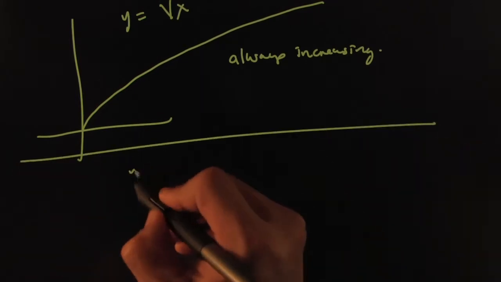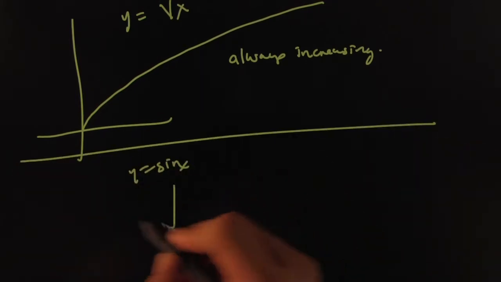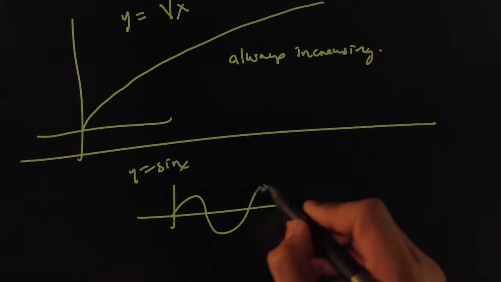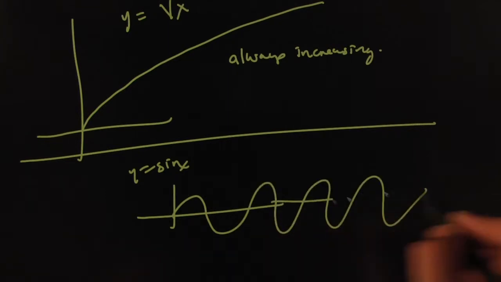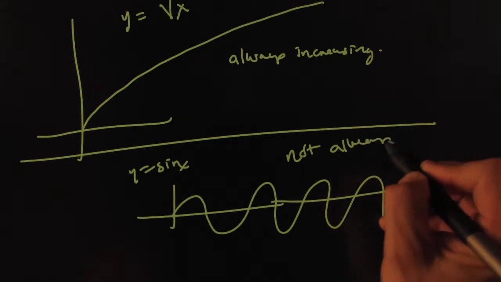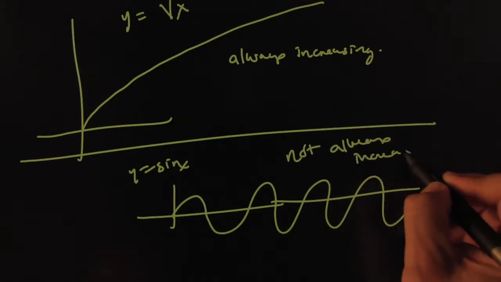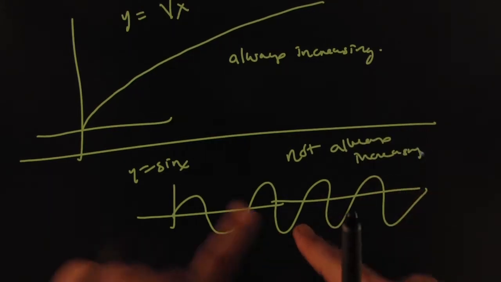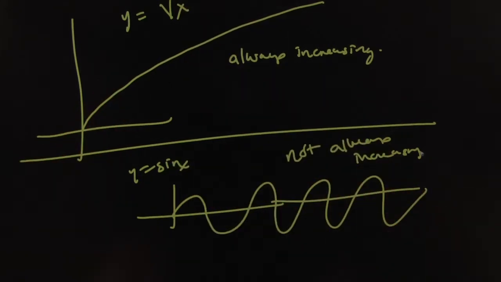Compare that with something like y is equal to sine of x. Sometimes it goes up, sometimes it goes down, sometimes it goes up. This is not always increasing or decreasing. So this would be not monotone. Okay, you want to see it again?